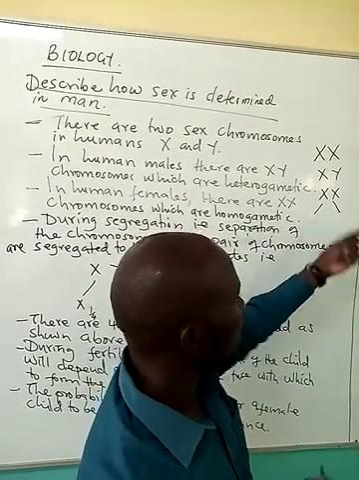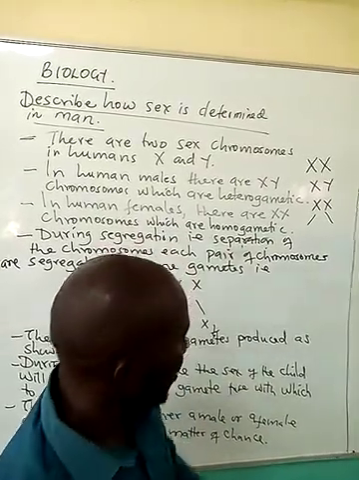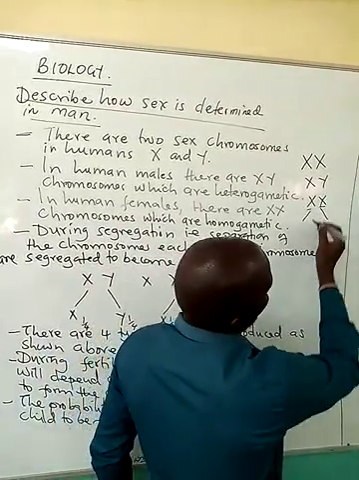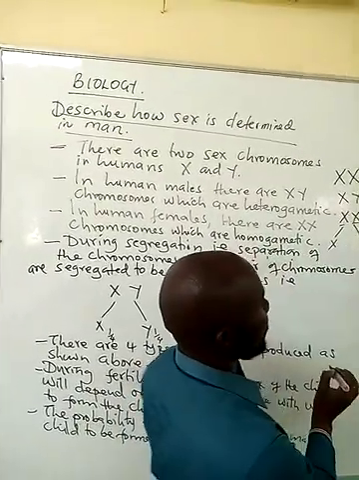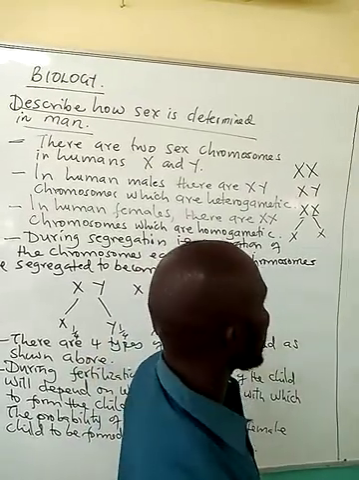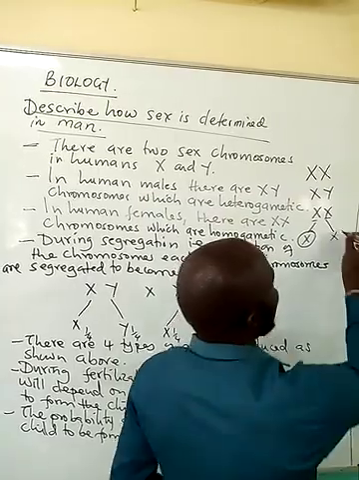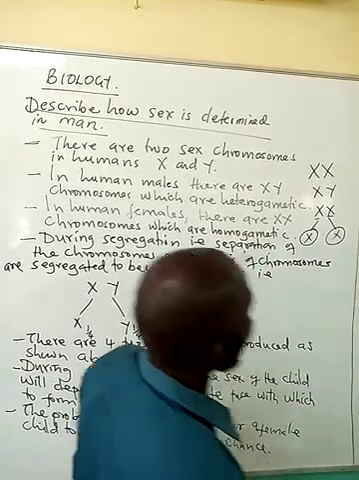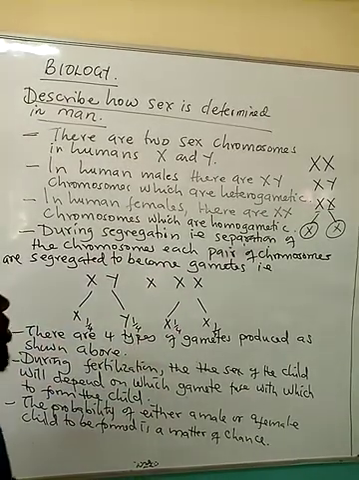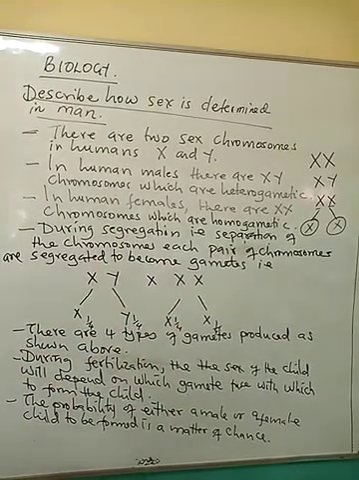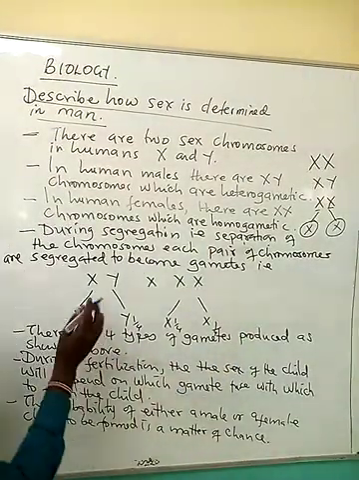When we are talking about the causes of variation, we understand what we call independent assortment. That is, the 2 chromosomes will have to segregate independently. And this X chromosome that is formed here, and that other X chromosome in the case of the females, is going to contain different characteristics from the other X chromosome. So during segregation, that is separation of the chromosomes, each pair of chromosomes is segregated to become gametes.